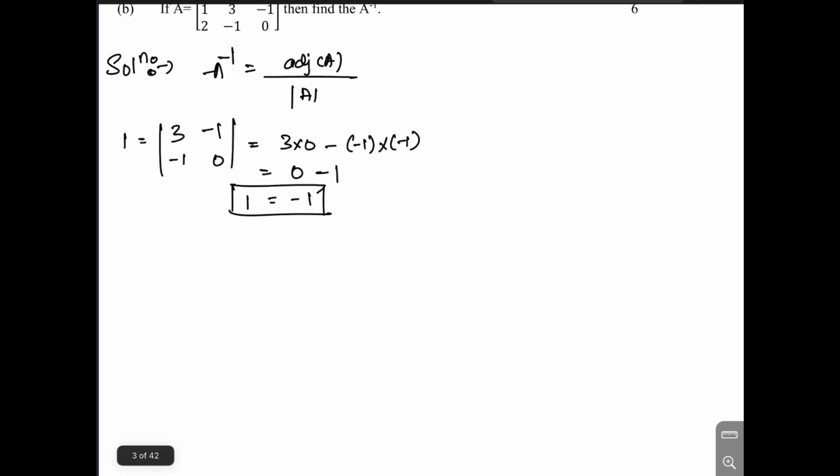Similarly, we'll try to calculate the other values here. Next, 0: 1 minus 1, 2 0. So here 1 into 0 minus 1 into 2. So finally we get 2. So the value for 0 is 2 here.